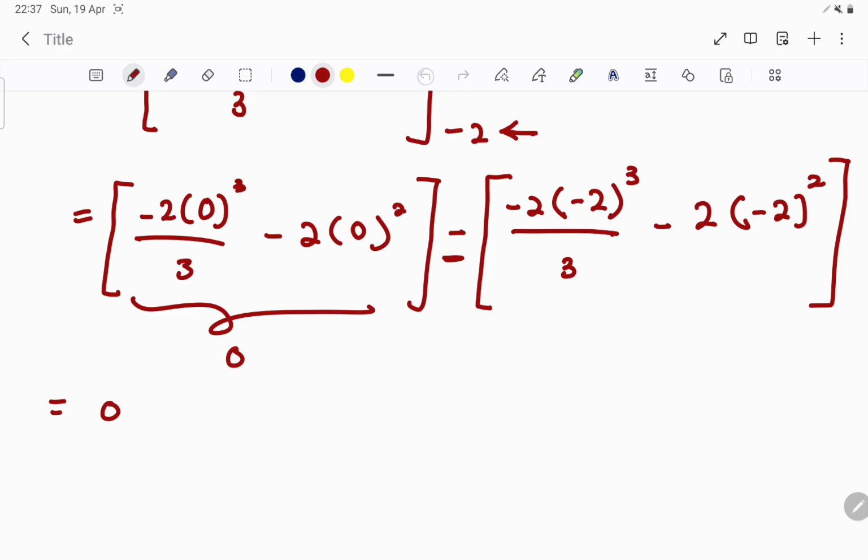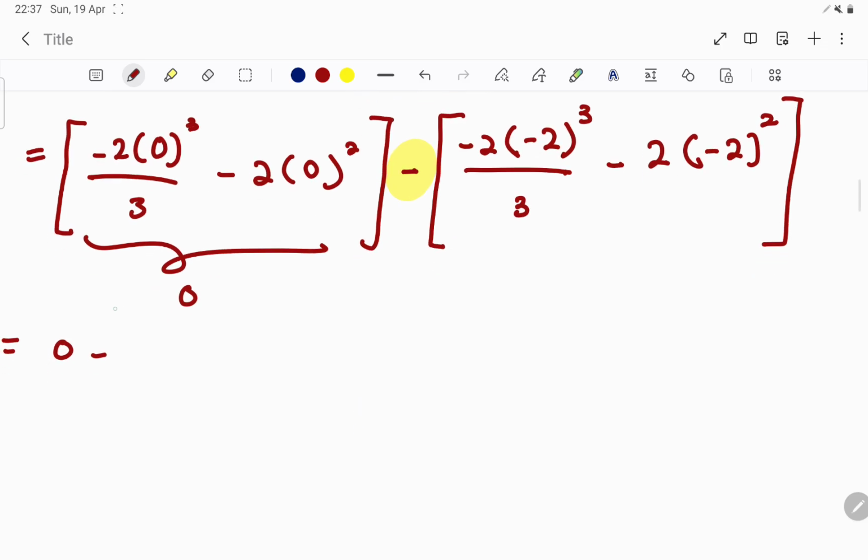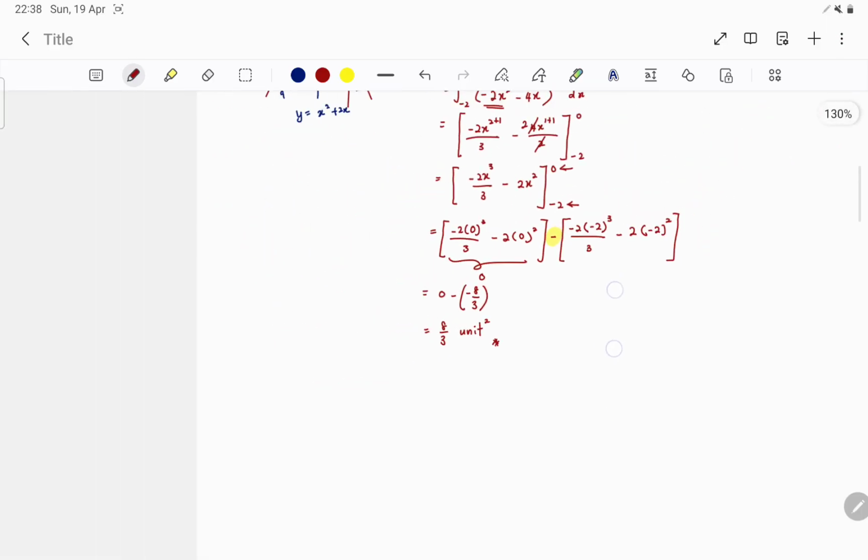Then don't forget the minus sign here. You put minus and then you calculate what is inside this bracket. So let me calculate first. Inside the bracket, it is actually negative 8 over 3. So here 0 minus negative 8 over 3, you are going to get positive 8 over 3. So this is the final answer: the area is 8 over 3 unit square. Okay, that's it for question 4.